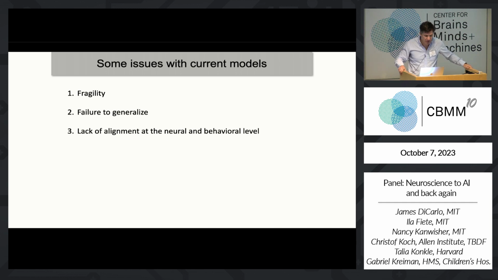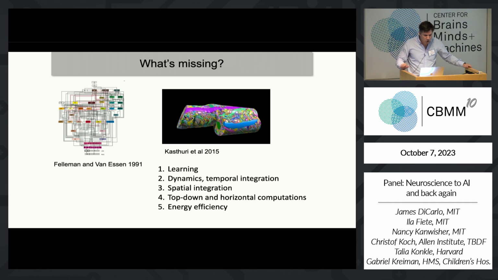These are some of the main issues. People in general have established that current models are quite fragile. It's pretty easy to deceive them in many ways. They fail to generalize in major ways. And despite exciting and enormous progress, I would argue that there's a major lack of alignment with neural as well as behavioral data. So what's missing?